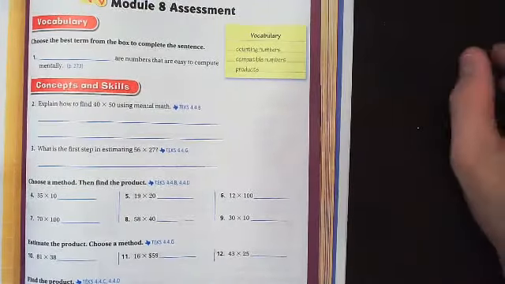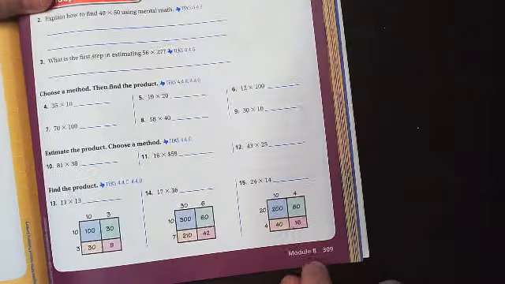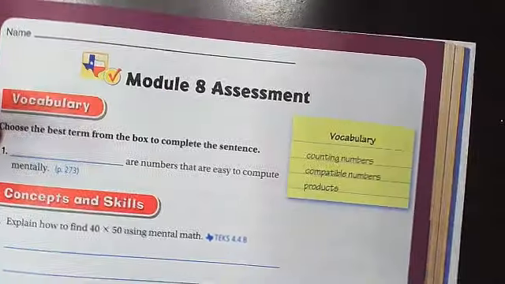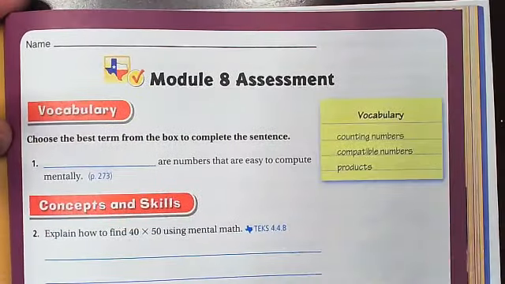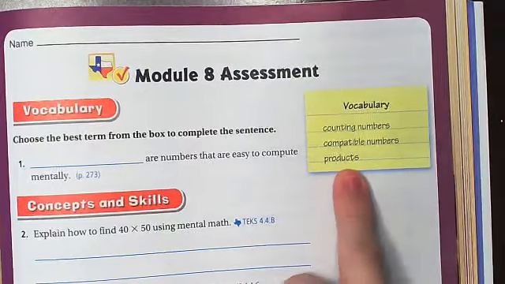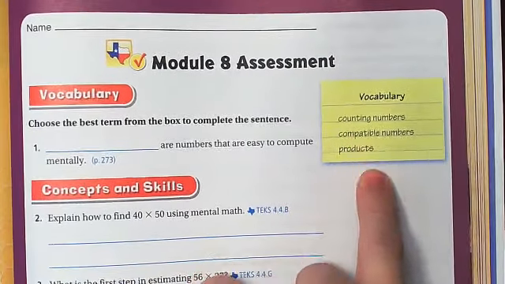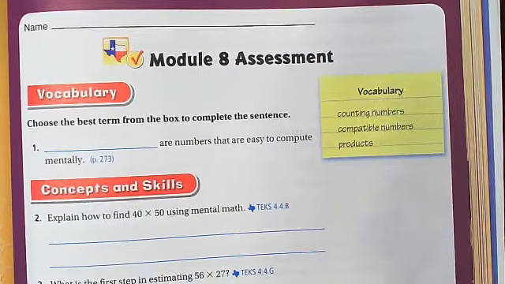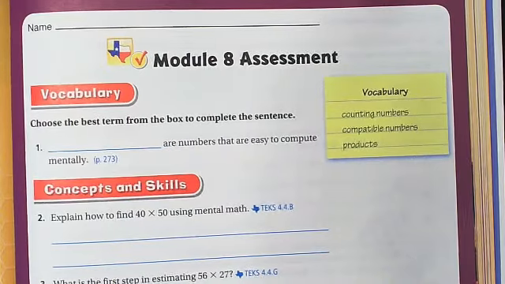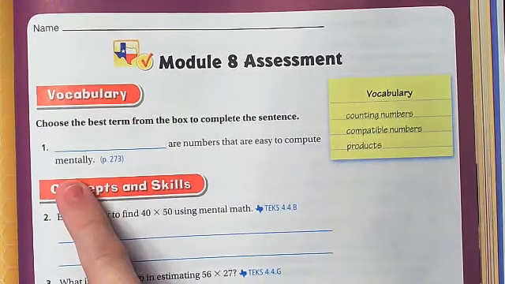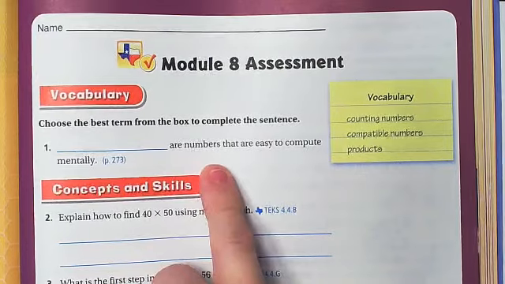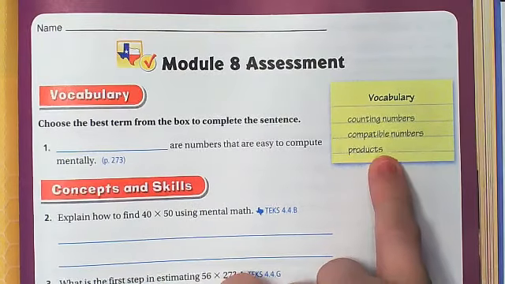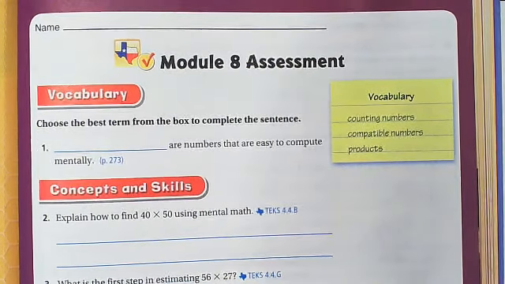Once again, we are on page 309, 310 in the Go Math book, and this is the purple page, as I call them. Number one is asking for a vocab word. So here's your three options that you can pick from. It is blank are numbers that are easy to compute mentally. So that's saying what can be done in your head. Counting numbers, compatible numbers, products.